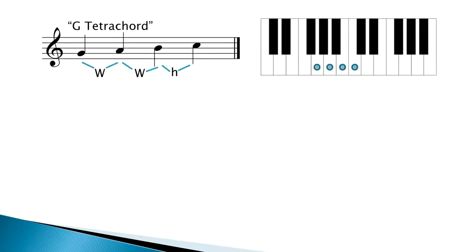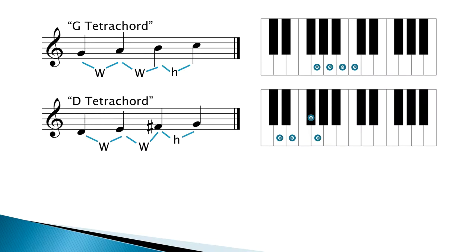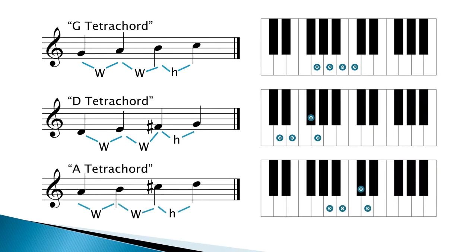Let's look at a few more tetrachords. The G tetrachord is shown here with the intervals WWH. Next, you see a D tetrachord, and finally, the A tetrachord. If you need to, you can pause the video now to study these chords.